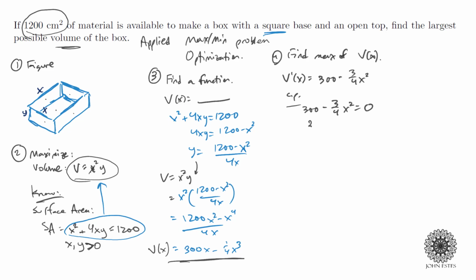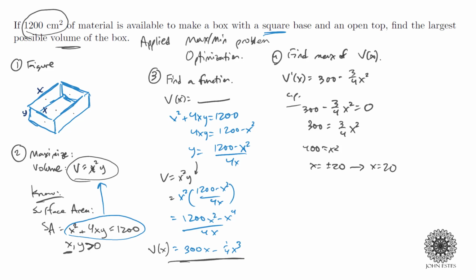Okay, so that's 300 equals 3/4 x squared, or if I divide both sides by 3/4, that's going to end up with 400 equals x squared, or x equals plus or minus 20. But we remember here, it was so obvious we didn't even think to write it down. X has to be 20. It can't be negative 20. Okay, so there's my critical point.